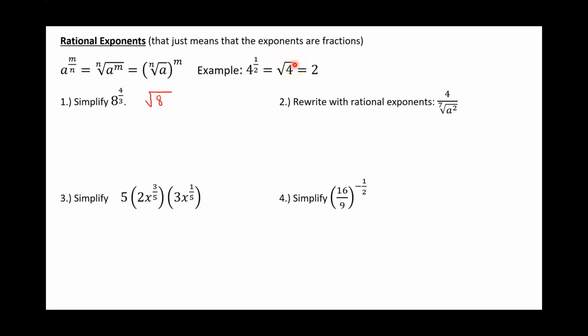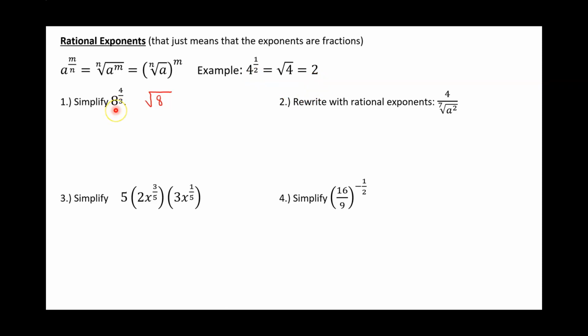All right. So an example of that, if you have 4 to the 1/2, that numerator is going to be your exponent. So that'd be 4 to the 1. And that denominator is going to be your index. So that would be a square root right there. And remember, when it's a 2, we don't have to write it. So square root of 4 would just be 2. So 4 to the 1/2 would just be 2.